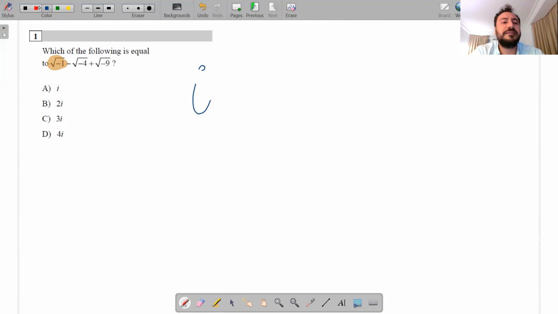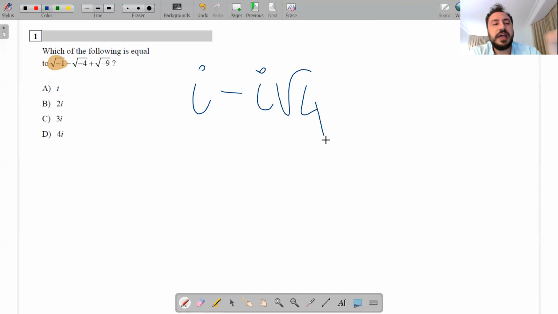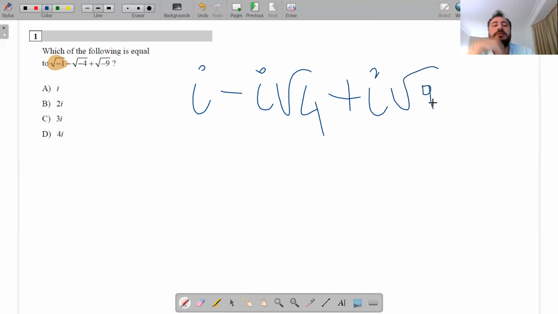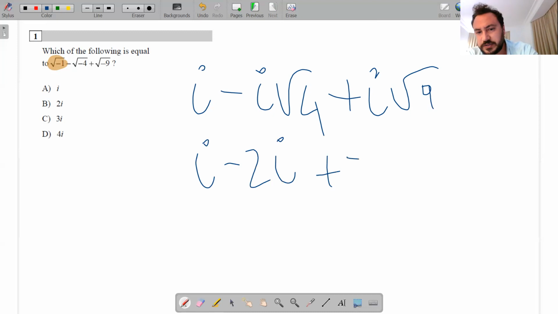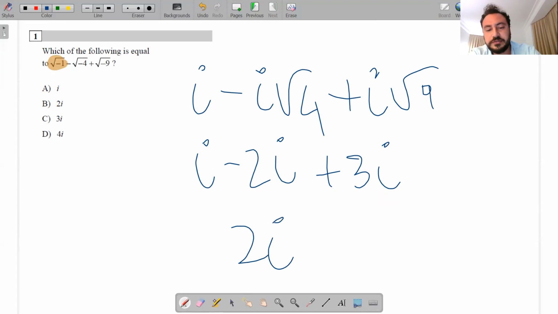Square root of negative 4 is i times square root of 4, which is 2i. And the square root of negative 9 is just i times square root of 9, which is 3i. This will become i minus 2i plus 3i. i plus 3i is 4i, minus 2i is equal to 2i. 2i is my answer.